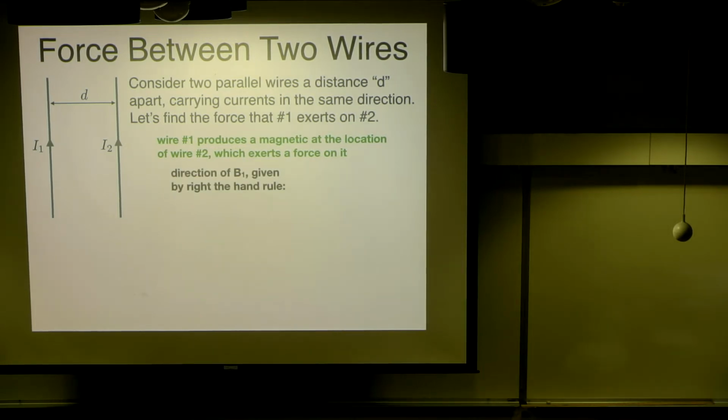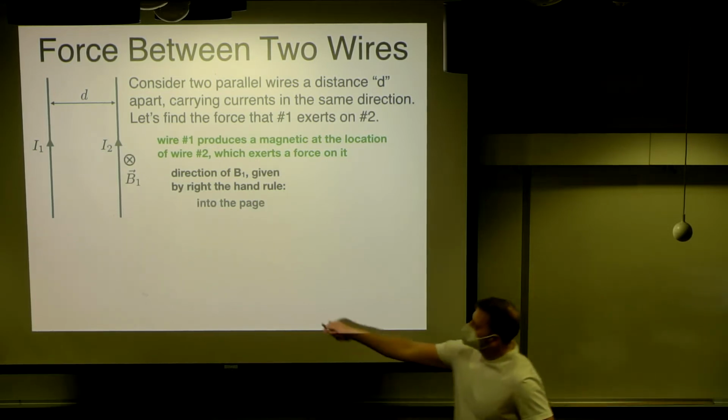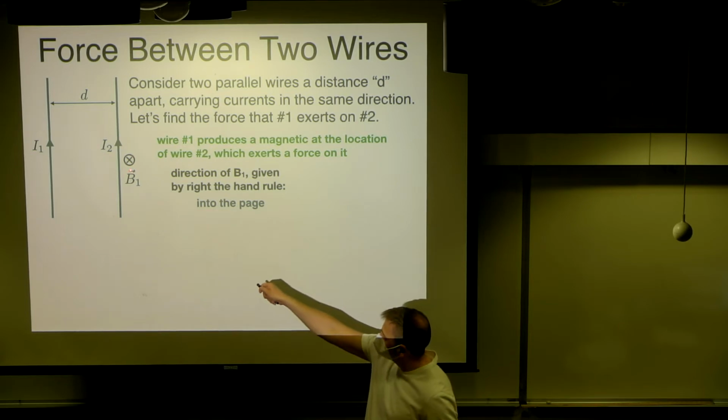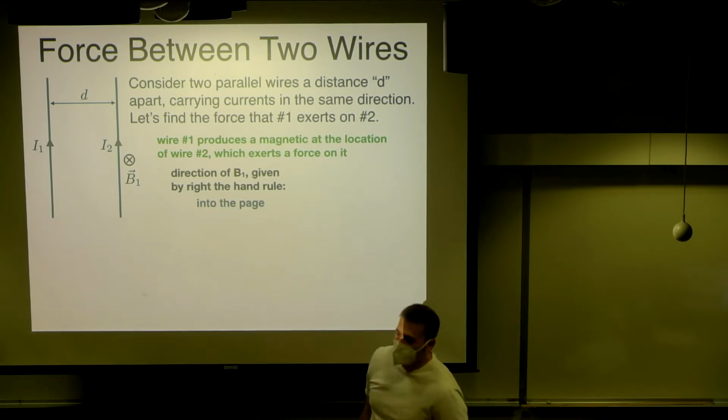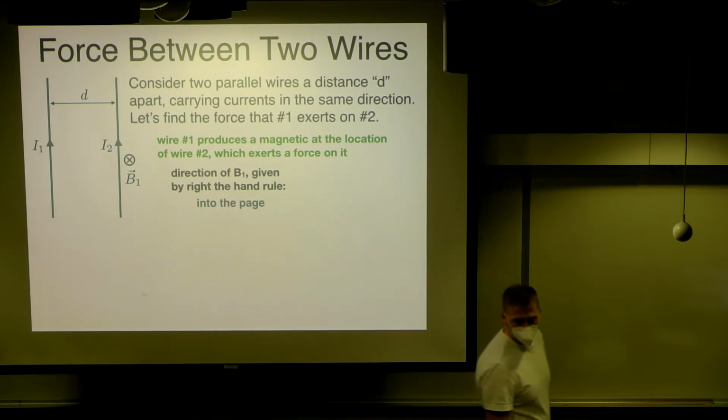So the direction of B1, according to the right-hand rule, is into the page. So you see, right over here, where the second wire is located, we have a magnetic field produced by the first wire, which is going into the page. All right? Good on that? What's the magnitude of that B field?